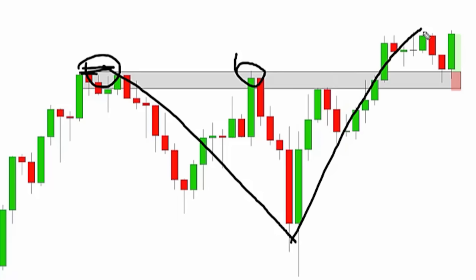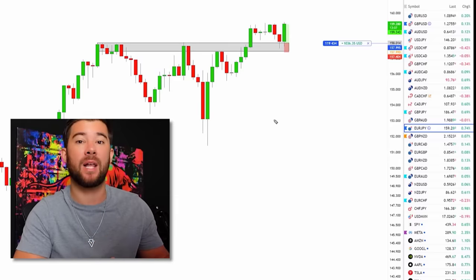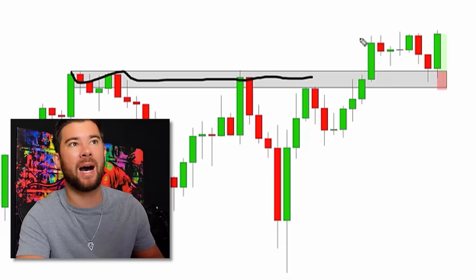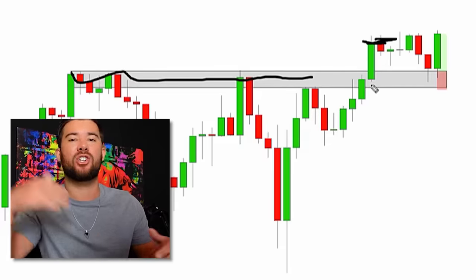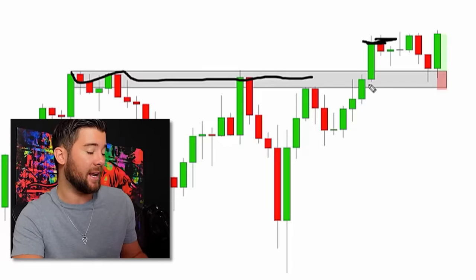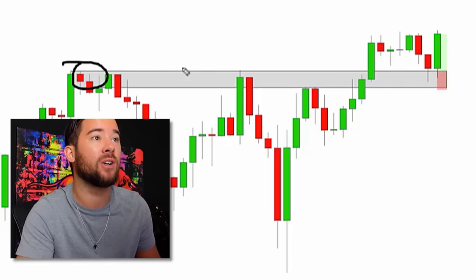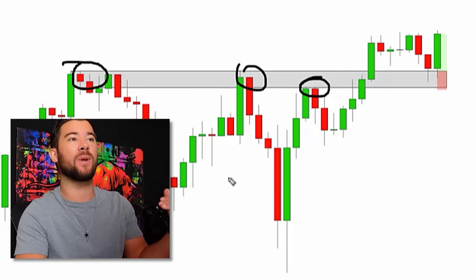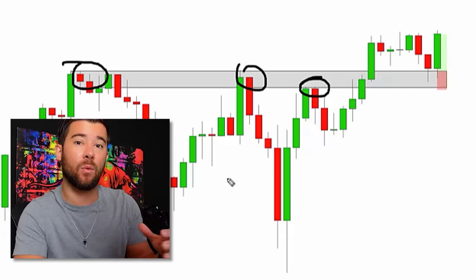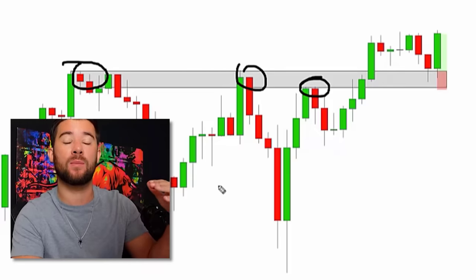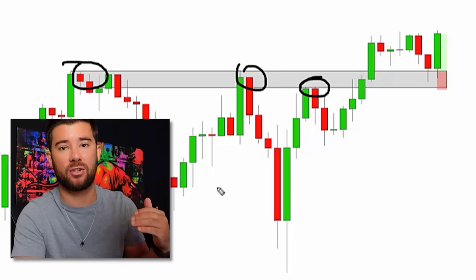So as we broke above that level, I was already prepared for prices coming back down to this level. I'm not gonna buy on this breakout because I'm not gonna chase the market. But if we get a pullback into an area of interest, an area of value like this major level of resistance that's been tested multiple times, then that's when I know I have the best odds of a winning trade. So factor number one was that we're in an uptrend with room to the upside if I place a trade.